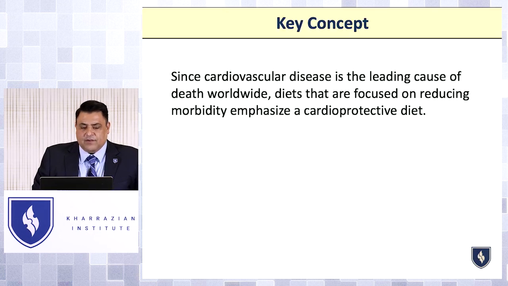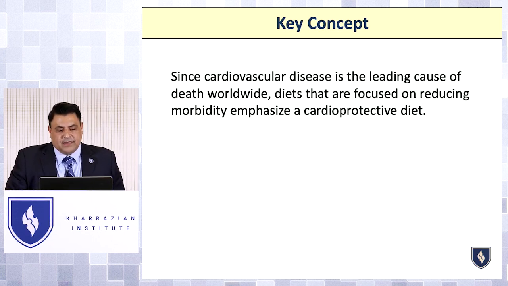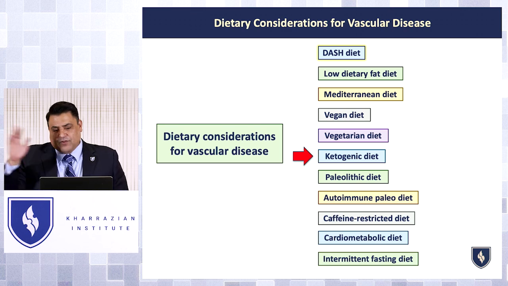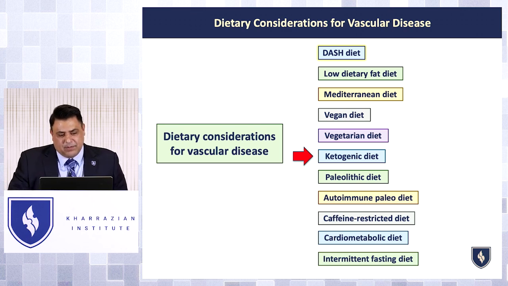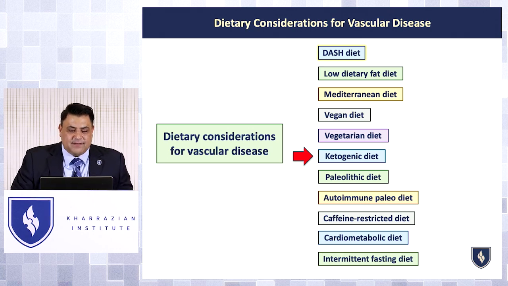So, key concepts. Since cardiovascular disease is the leading cause of death worldwide, diets focused on reducing morbidity emphasize a cardioprotective diet. Now, in the Crosby Institute cardiovascular course, we went through the literature on every single type of diet that's been published in cardiovascular disease. And in a real clinical setting, in a functional medicine model, we have to do personalized models for how we want to treat the patient. Like if they have kidney disease, we might want to do a DASH diet. If they have an autoimmune disease, we might want to do an autoimmune paleo diet.